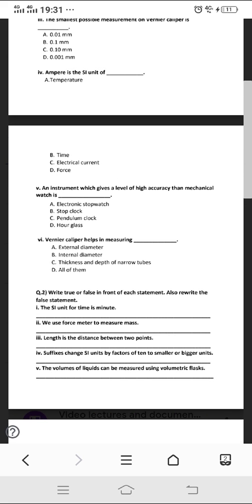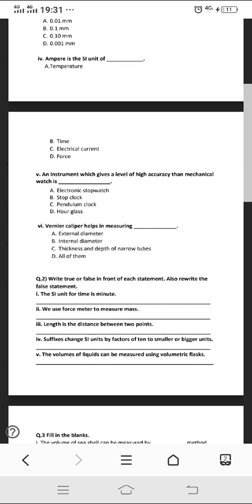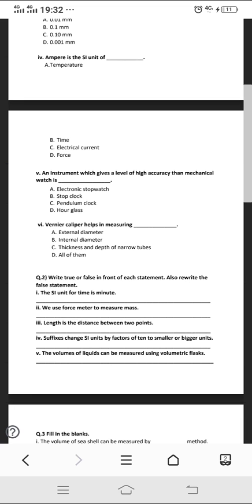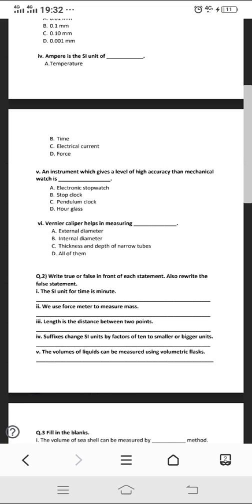Now, an instrument which gives a higher level of accuracy than a mechanical stopwatch. Remember, with time, due to progress and the incorporation of more technology, we have moved to electrical appliances and to systems which use electricity, right? Because electronic devices are much more accurate and more reliable.